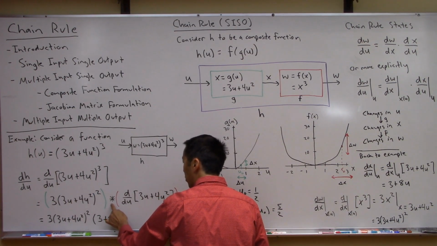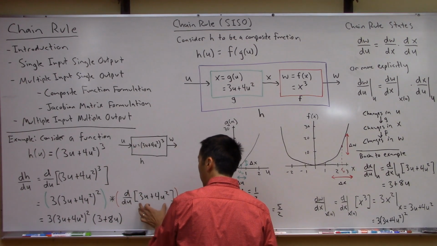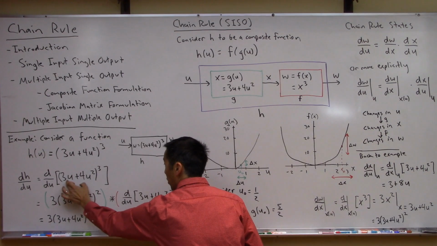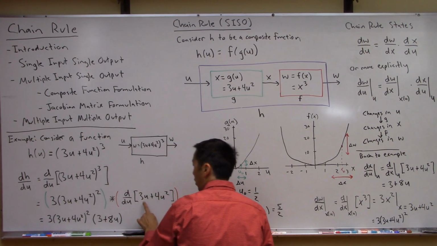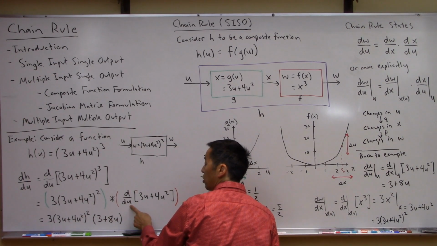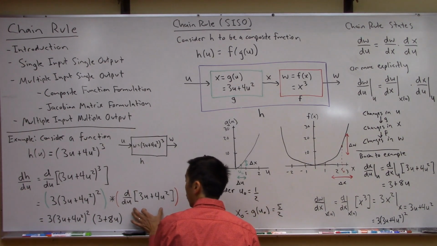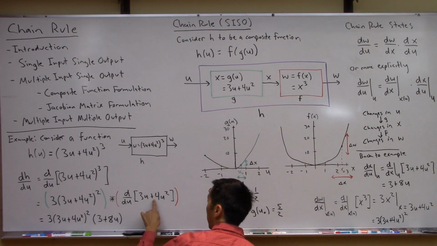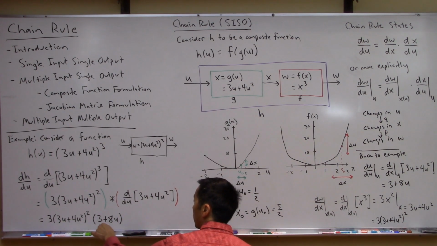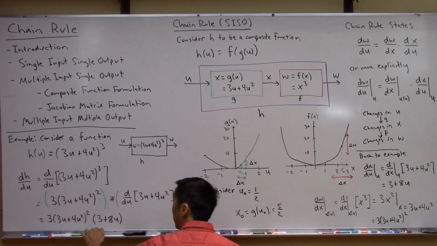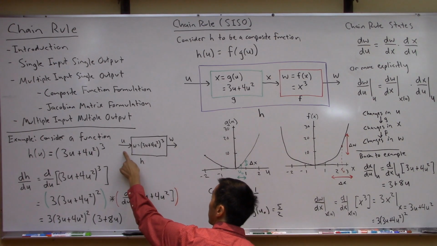But then you have to multiply by this thing in red. This thing in red is the derivative of just this inside term. It's just the derivative of 3u plus 4u squared. I take the derivative of that with respect to u. So this red thing becomes this down here. It's just 3 plus 8u right here. And then the thing in green just comes right down. So here you go. This is the derivative of this function with respect to u.